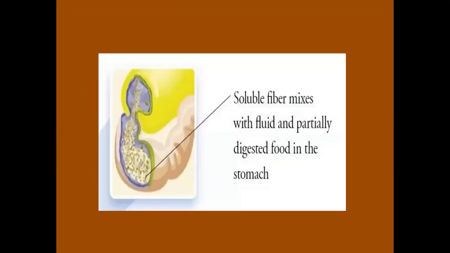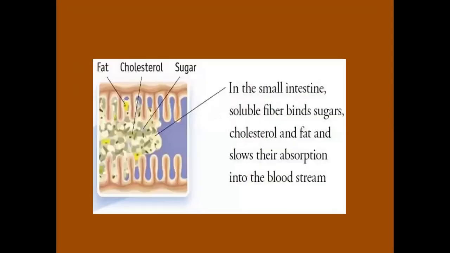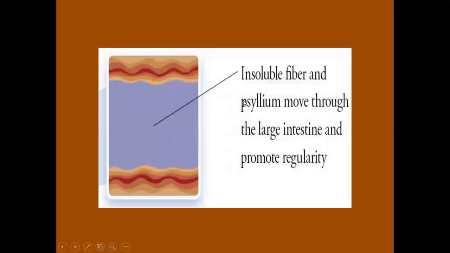Okay, this is the structure of how they get bound. Soluble fiber is mixed with fluid and partially digested food in the stomach. They get mixed here, then they bind here and carry this to the small intestine. Soluble fiber binds the sugar, cholesterol, and fat, and slows their absorption into the bloodstream. Here they get bound, okay, and then they are removed as such. Insoluble fiber, such as psyllium, moves through the large intestine and promotes regularity.